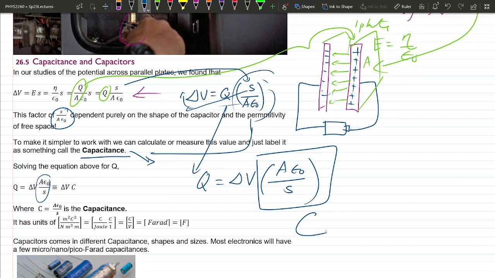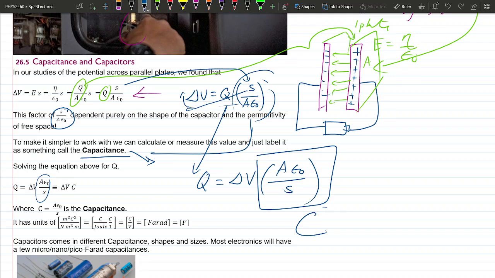What I'm going to do is call this entire factor C. The reason I can do that is because the area of a capacitor, once you pick your capacitor plate, stays the same. It doesn't change. The spacing between the capacitor also doesn't change once you set up your system. Of course, epsilon naught is just the permittivity of free space. Therefore, it's just a constant.